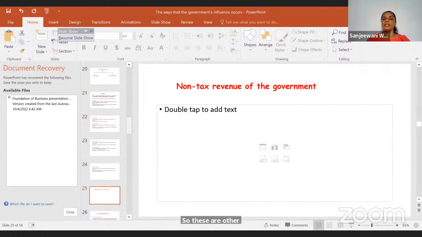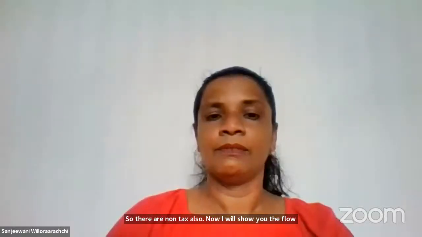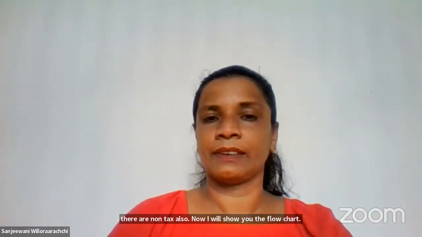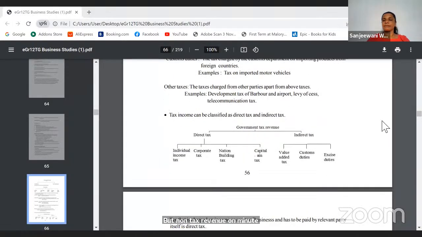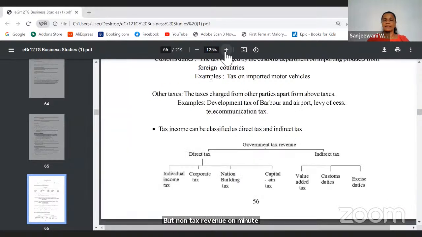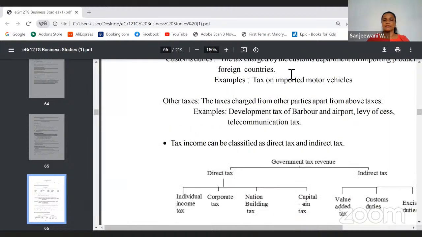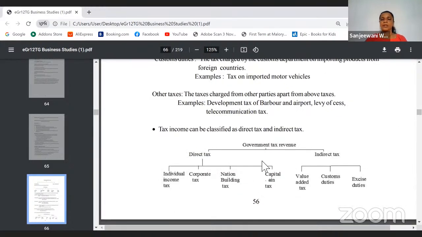Then we'll see non-tax revenue of the government, right? So there are non-tax revenues also. Now I will show you the flow chart for non-tax revenue. One minute. Right. So now you can see this flow chart, government tax revenue.